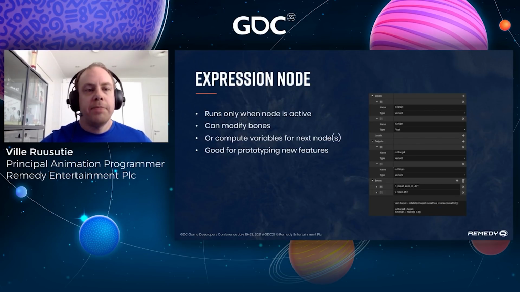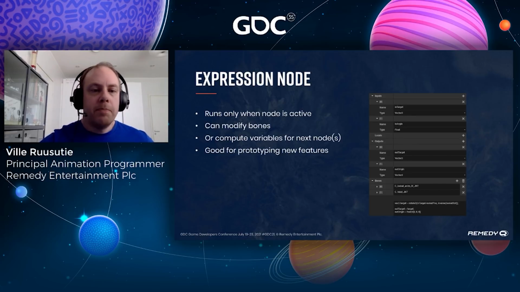In addition to that, I added the expression node. It's a node in a graph. It can be placed at any point there, and it only runs when the node is active. It can modify bones or compute variables for the next node. It's really good for prototyping features, such as different IK setups.